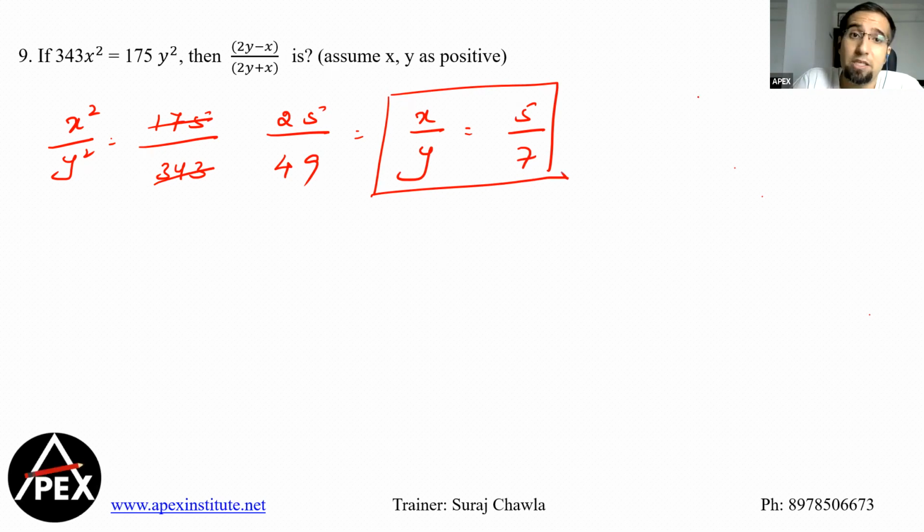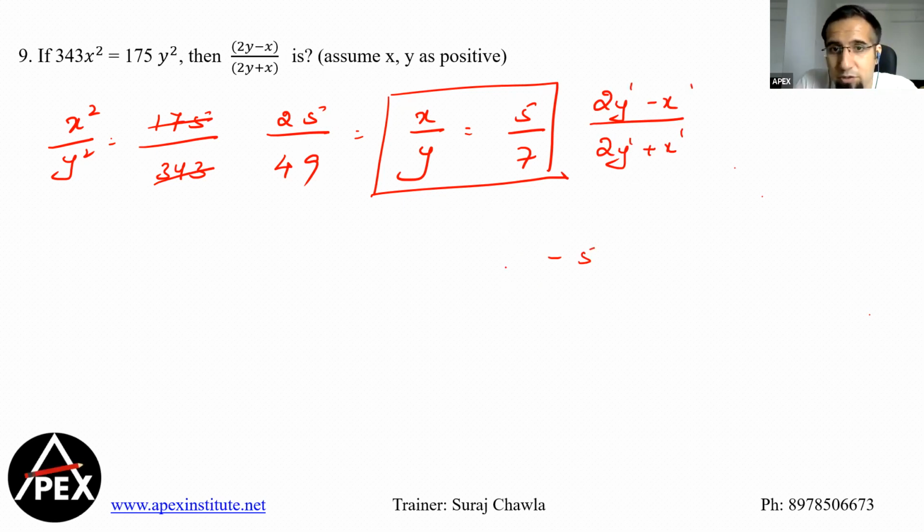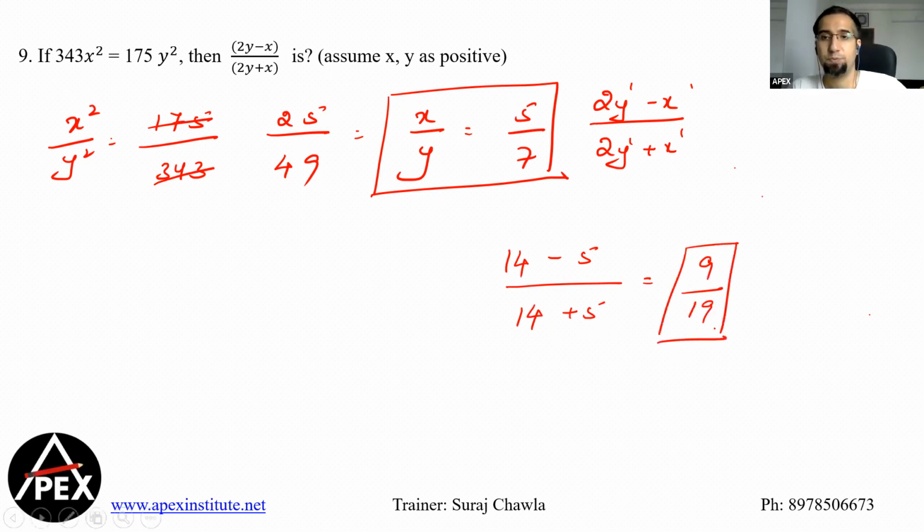If x by y is 5 is to 7 and I am asked 2y minus x by 2y plus x, nothing to be worried because the degree is same. If the degree is same, I'll replace x is equal to 5 and y is equal to 7. So 2 sevens are 14 and 2 sevens are 14. So 14 minus 5 will give you 9 and 14 plus 5 will give you 19, and therefore your answer becomes 9 by 19. So most of you are correct here. Let's move forward to the next question, please.